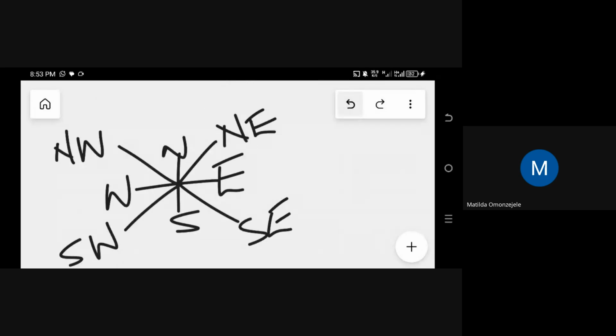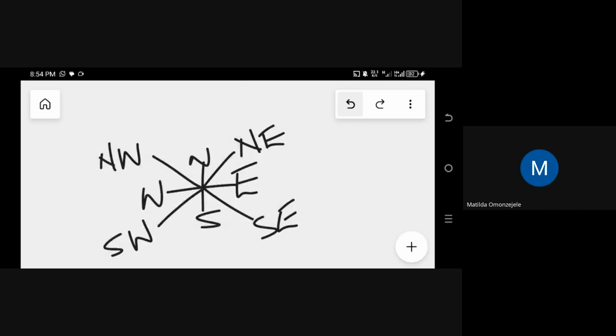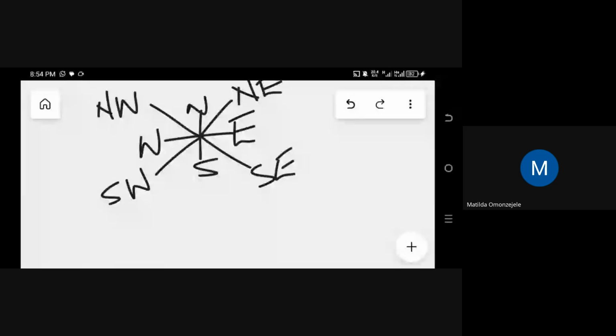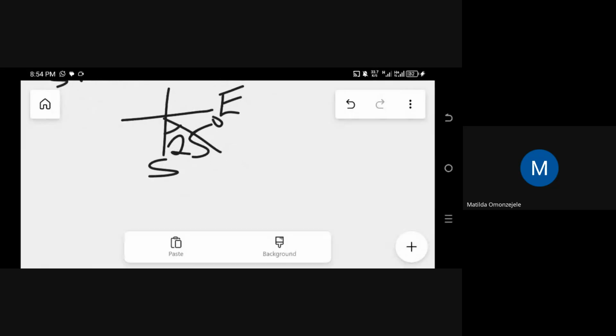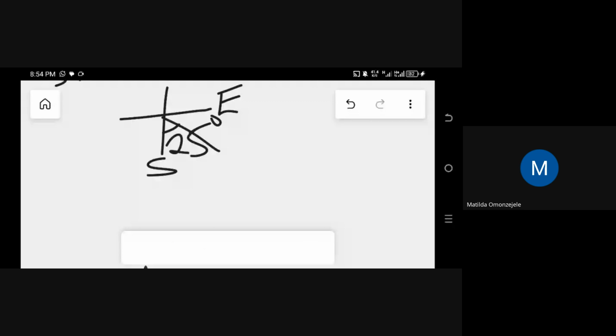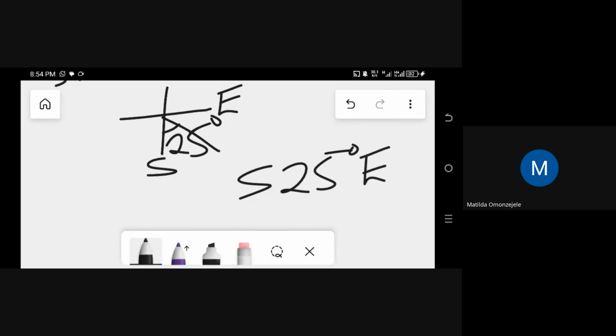Then we also proceeded to say that angles are read when they are bordered with the north or when they're bordered with the south. So if you have an angle like this, and maybe you have 25 degrees, of course we know that this is east and this is south. Since this angle borders with the south, we can easily say that this compass bearing is south 25 degrees east.